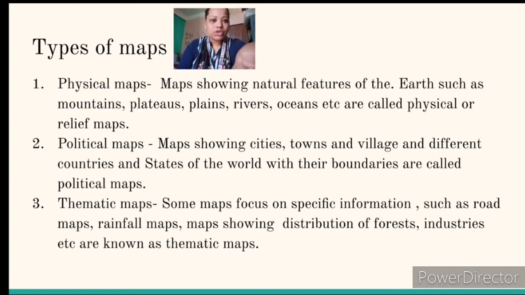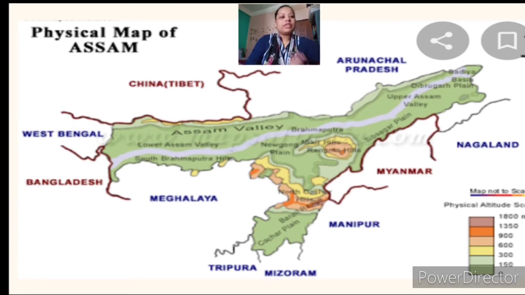Now I have given a few pictures. See this, I have given this picture to show you how the physical map of Assam looks. So you can see the physical features of the map of Assam. You can see here about the states. Here you might not be able to see the boundaries of other areas, but you will be able to see Assam in a more prominent way. You can see here Brahmaputra is shown, Nagaon Plain, Cachar Plain, South Brahmaputra hills. Then even the river is shown with a gray color symbol. So this is how the physical map looks. It's very clear, it's very prominent.